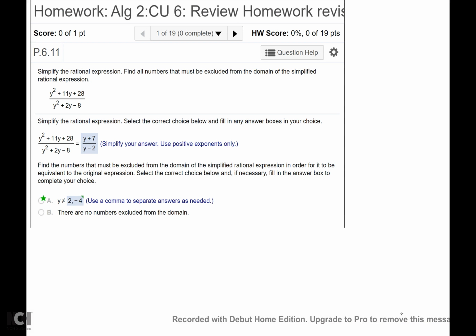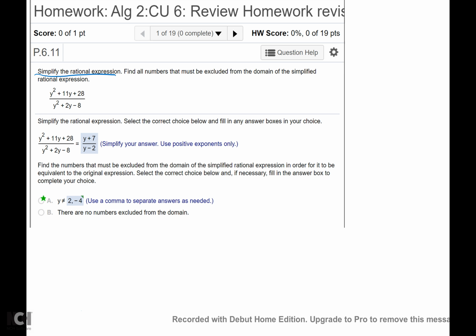Alright, so we are going to talk about your Conceptual Unit 6 review. First question says, simplify the rational expression. Find all numbers that must be excluded from the domain of the simplified rational expression. So first of all, they want me to simplify the rational expression.